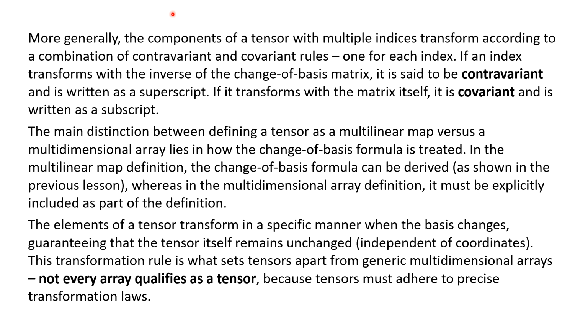The main distinction between defining a tensor as a multilinear map, which we did in the last lesson, versus a multidimensional array, as we're doing in this lesson, lies in how the change of basis formula is treated. In the multilinear map definition, as we saw at the very end of the last lesson, the change of basis formula can be derived, whereas in the multidimensional array definition, it must be explicitly included as part of the definition. So we need to add that change of basis property that we saw at the end of the last lesson when we're defining a tensor as a multidimensional array.